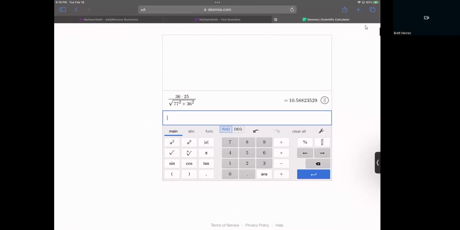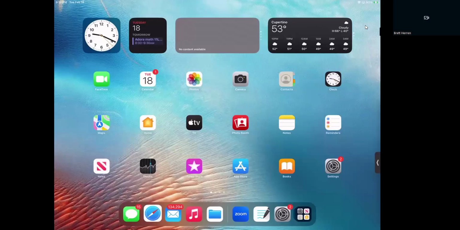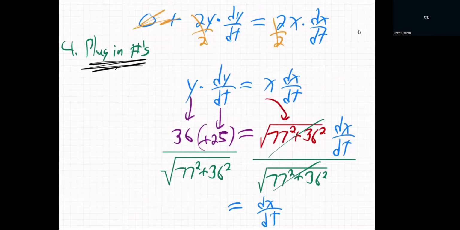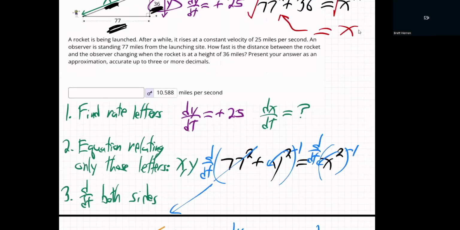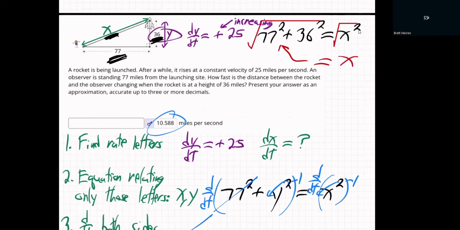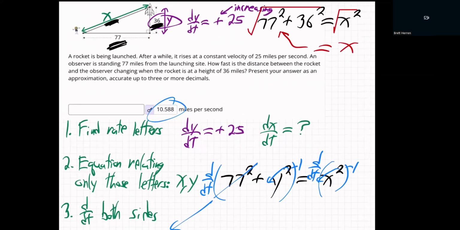10.588. Is that what they got? They did. Miles per second. So that's how fast the distance between the observer and the rocket is changing. It's growing by 10.588 miles every second as that rocket shoots up into the sky. And so there we go.